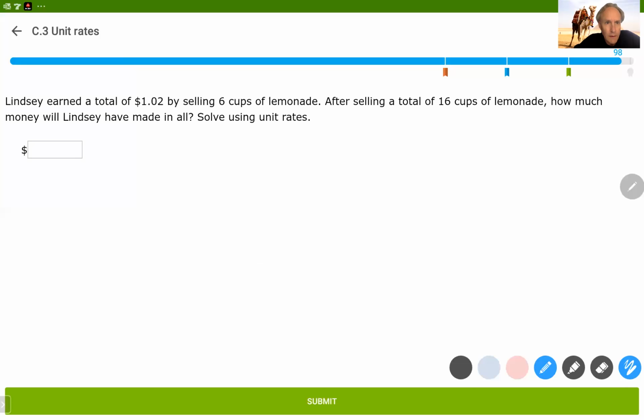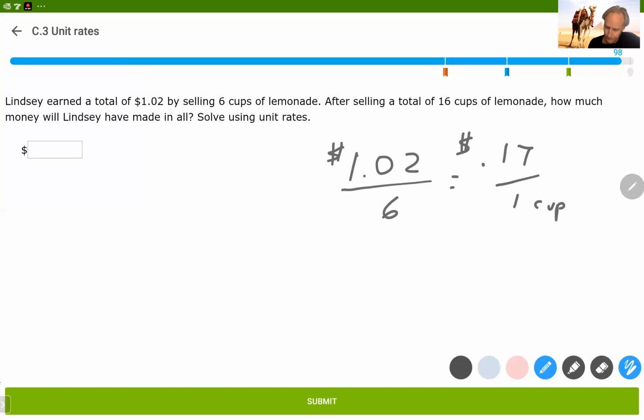Maybe one more. Okay, so he earned $1.02 by selling 6 cups, and we can reduce that. 6 goes in there 1 time, 17 cents per cup, which is weird.